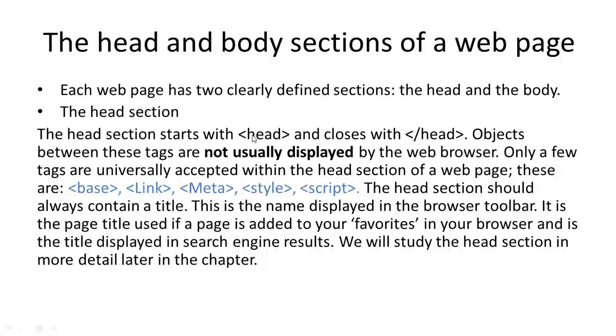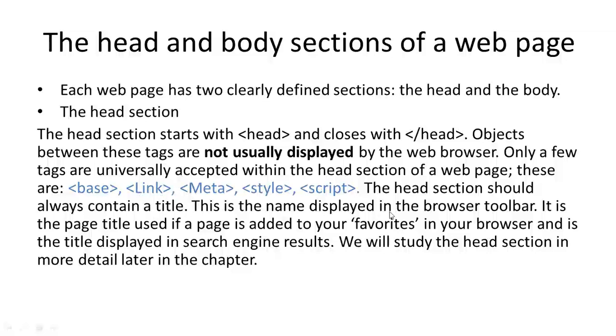Objects between these tags are not usually displayed by the web browser. Only a few tags are universally accepted within the head section of a web page. These are, first, base, then link, then meta, then style, then script. The head section should always contain a title. I didn't mention the title. The title should be one of those.